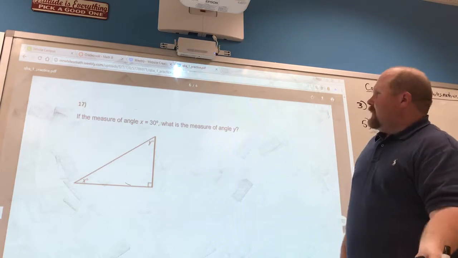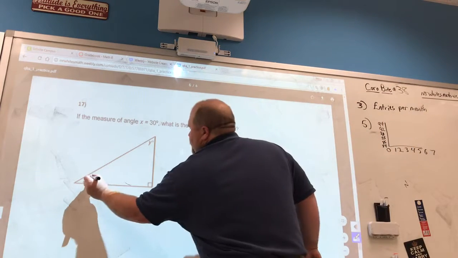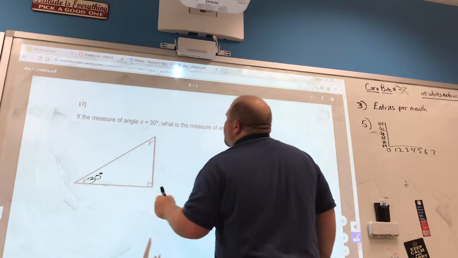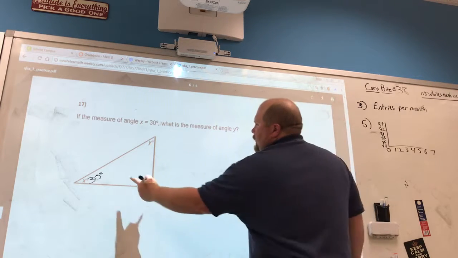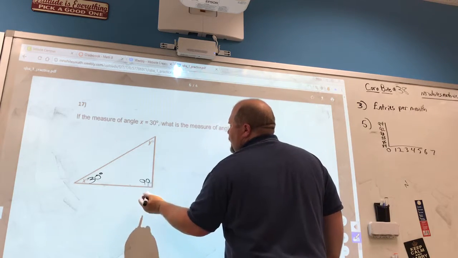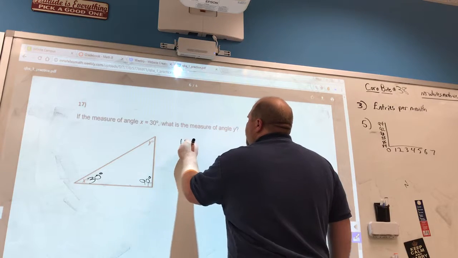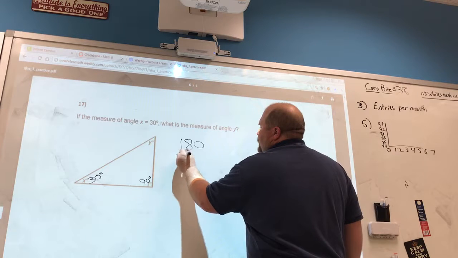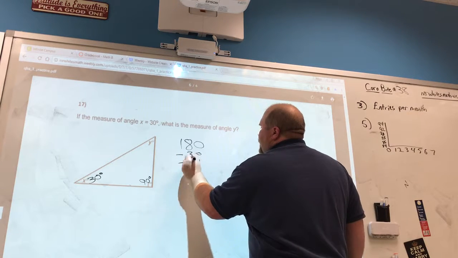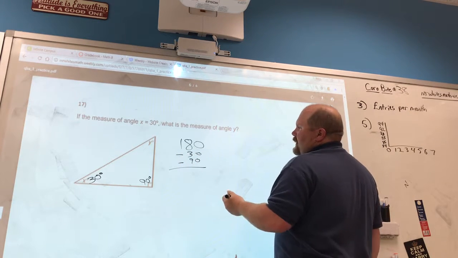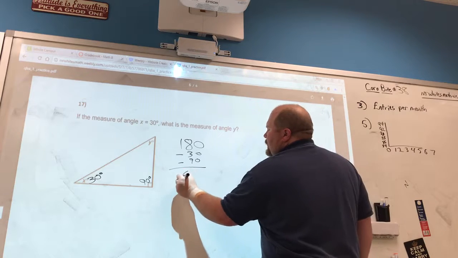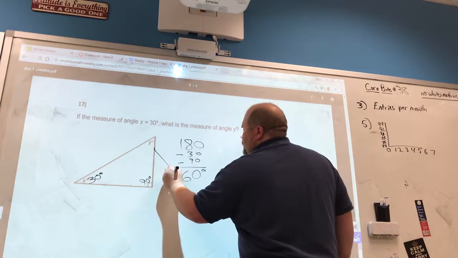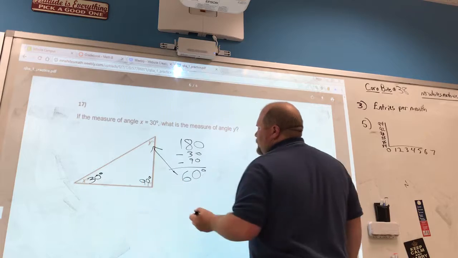The measure of angle x equals 30. So this is 30 degrees. What is the measure of angle y? So I have 30. This box indicates that's 90. What is y? So it's 180. Take away the 2 pieces I do know. On a calculator, you could say minus 30 minus 90. It would do the same thing as adding those together. It's 180 minus 120. It leaves behind 60 degrees. So the answer to y is 60 degrees.